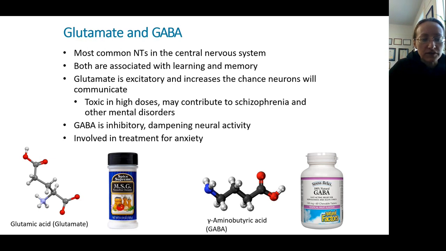So glutamate and GABA are the most common neurotransmitters in the central nervous system. They're both associated with learning and memory. And glutamate is excitatory, and it increases the chance that neurons will communicate with each other. And it can be toxic in high doses. And maybe too much glutamate has something to do with the etiology of schizophrenia. GABA is inhibitory. It dampens neural activity.